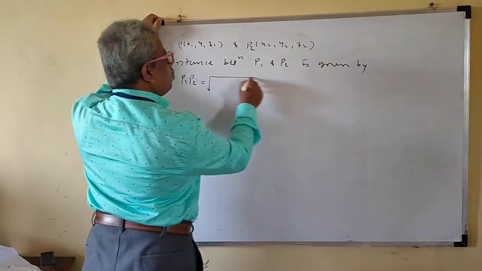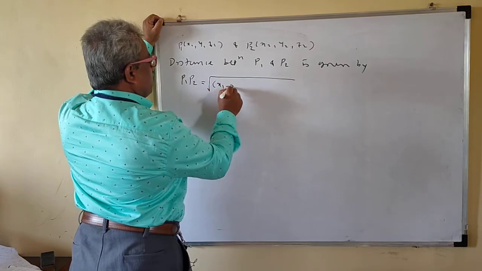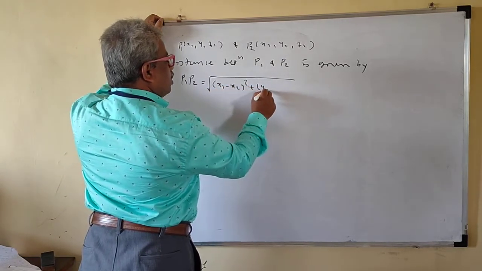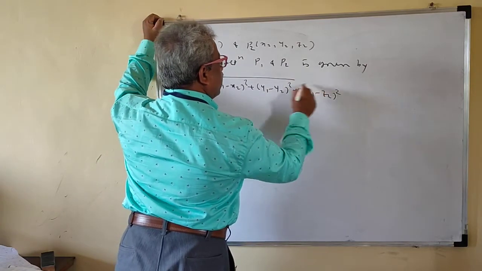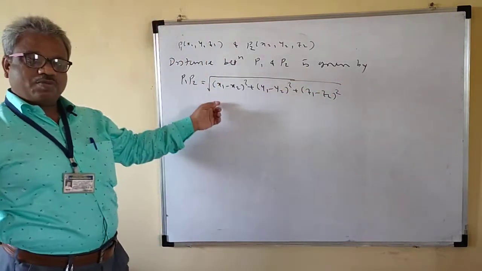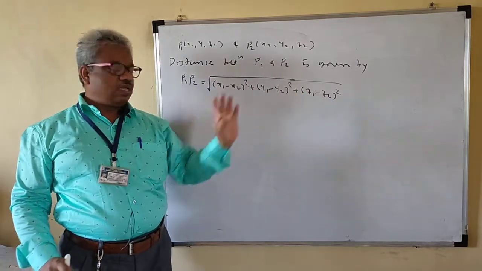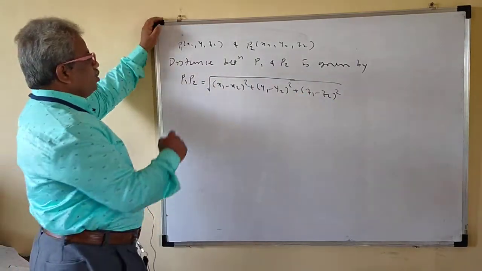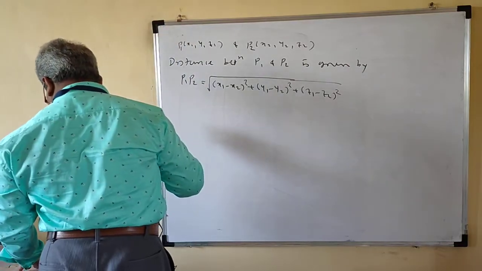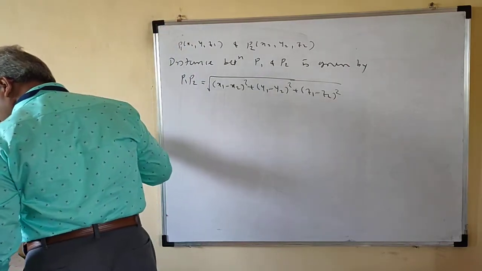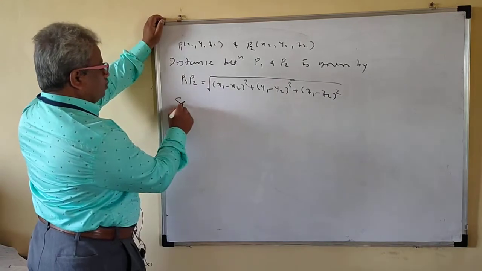So that is the root of (x1 minus x2) square plus (y1 minus y2) square plus (z1 minus z2) square. Or you may write it as (x2 minus x1) square plus (y2 minus y1) square plus (z2 minus z1) square. Okay, so then you know this formula, that is the section formula.